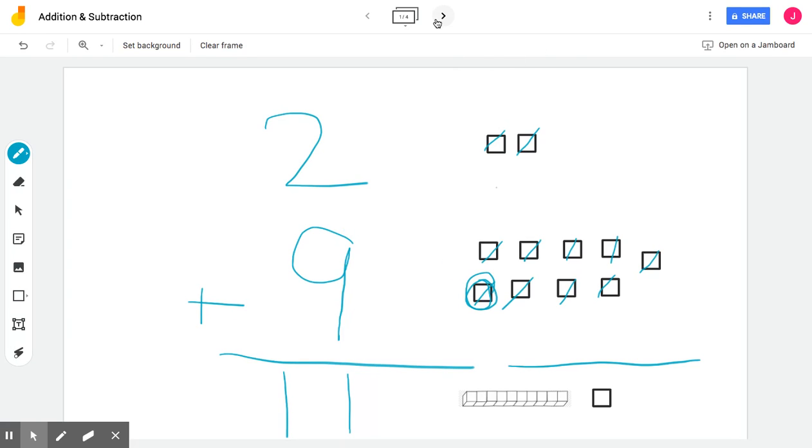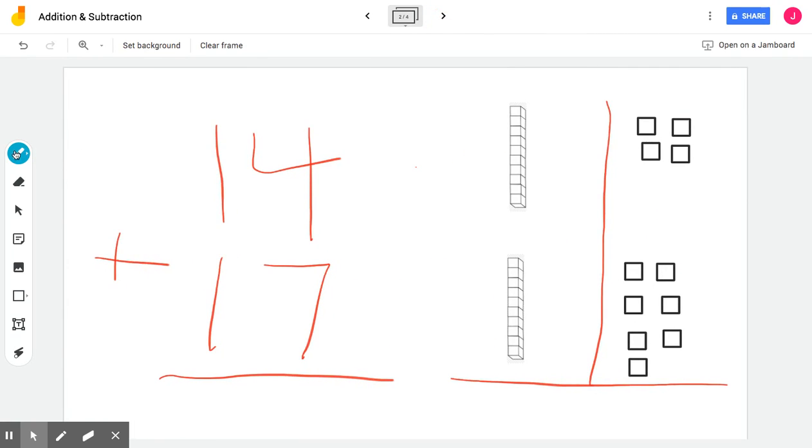So let's try a little bit of a harder one. Now we have 14 plus 17. You see we have another 10 block here in the tens place. We have 1 ten, and then we have 4 individual blocks here, so that equals 14. And then for 17, we have 1 ten in the tens place, and then 1, 2, 3, 4, 5, 6, 7 ones in the ones place.